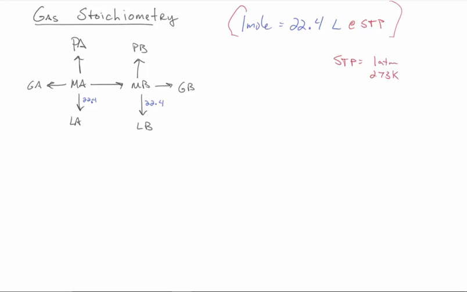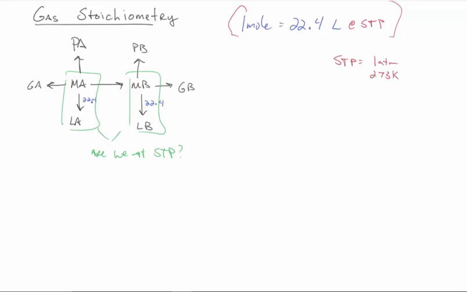So how does that affect us? Well, that gives us 2 different spots on our stoichiometry tree that we really have to pay attention to. Are we at STP? And we have to make that distinction from here on out, right?